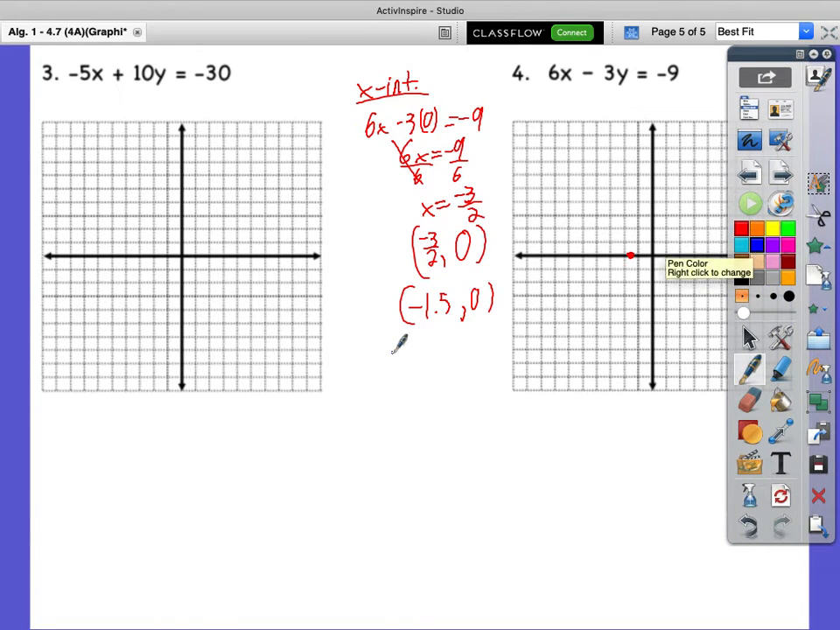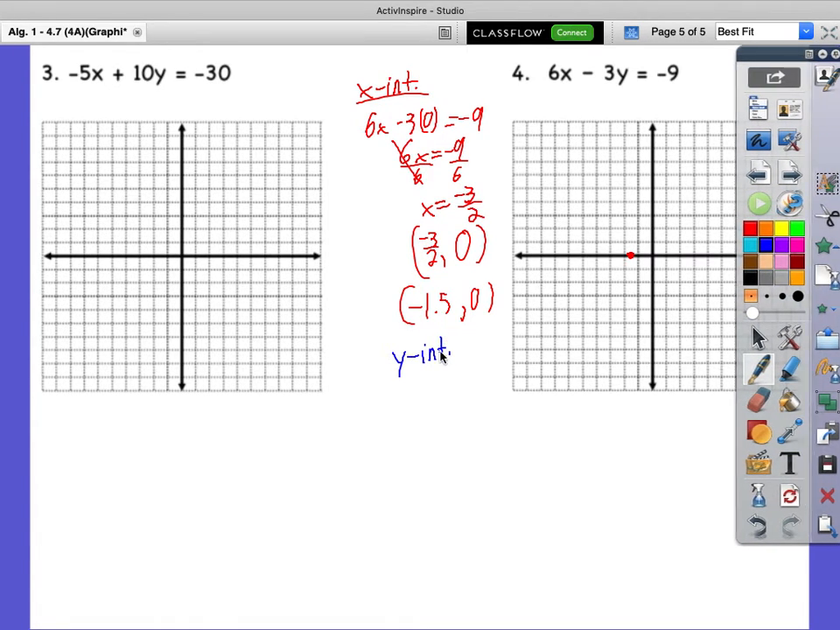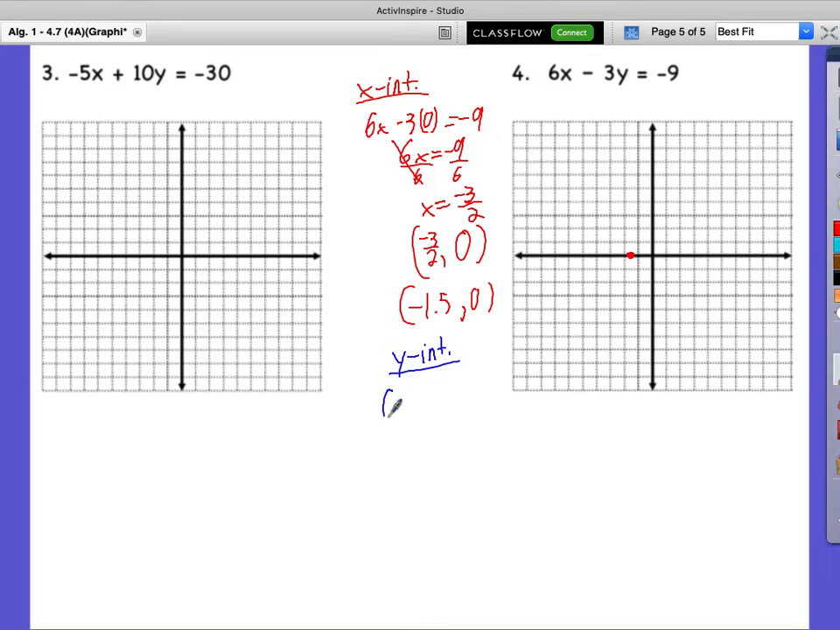Then we go and we have our y-intercept. So now where are we plugging in 0 for? X. The other variable, in this case, is x. So 6 times 0 is 0. So negative 3y is equal to negative 9. Divided by negative 3, and y is equal to positive 3. So our y-intercept is 0, comma, positive 3. Plot that point. Connect them. And boom, we have our graph.